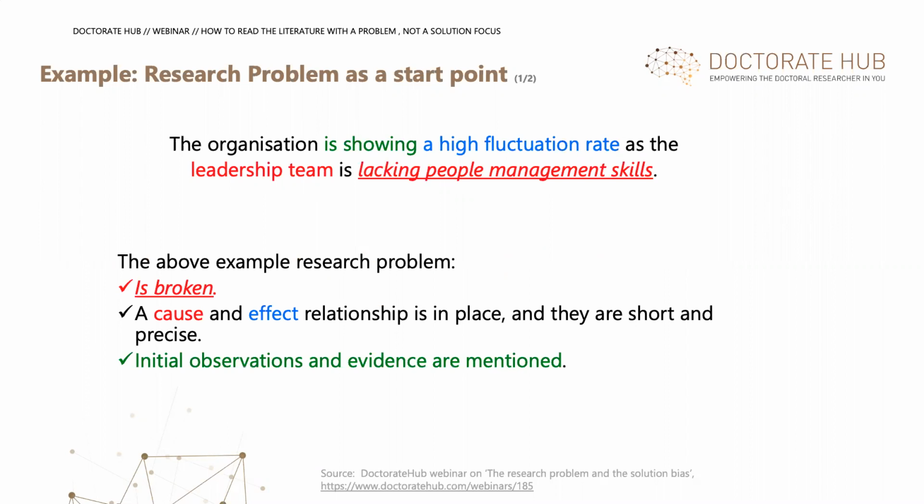The above example clears a broken situation. A high fluctuation rate is not expected to be there. And it also shows a cause and effect relationship. We have an initial understanding why there is a high fluctuation rate resulting from lacking people management skills in the leadership team. So this is actually an initial observation and evidence that we can bring into the case.